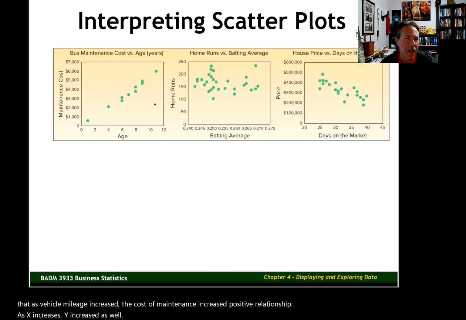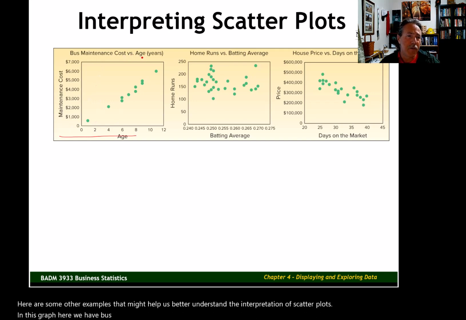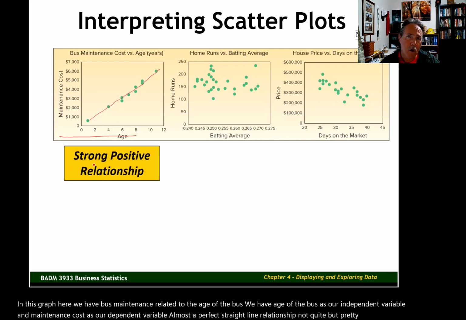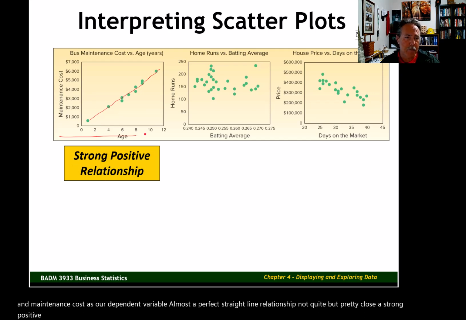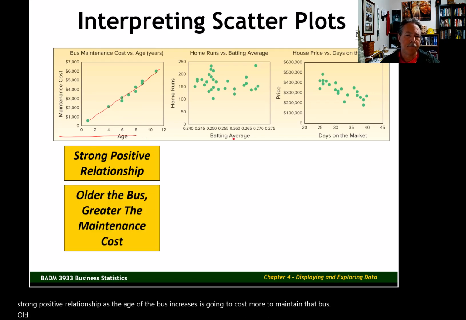Here are some other examples that might help us better understand the interpretation of scatter plots. In this graph here, we have bus maintenance related to the age of the bus. We have age of the bus as our independent variable and maintenance cost as our dependent variable. Almost a perfect straight line relationship. Not quite, but pretty close. A strong positive relationship. As the age of the bus increases, it's going to cost more to maintain that bus. The older the bus, the greater the maintenance cost.